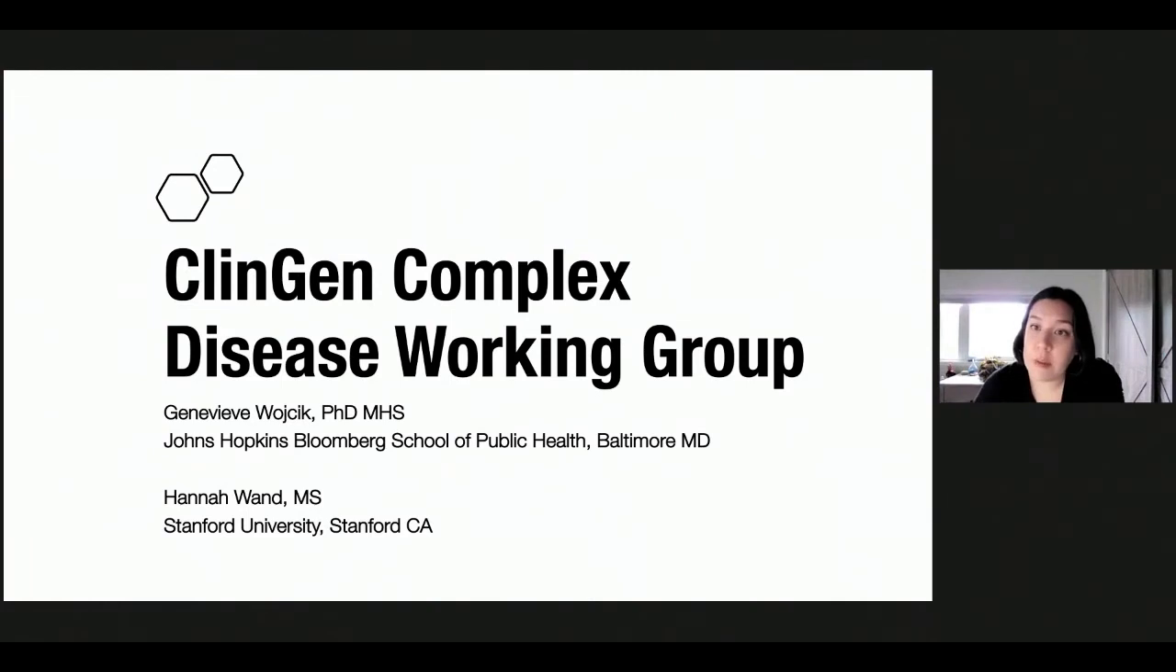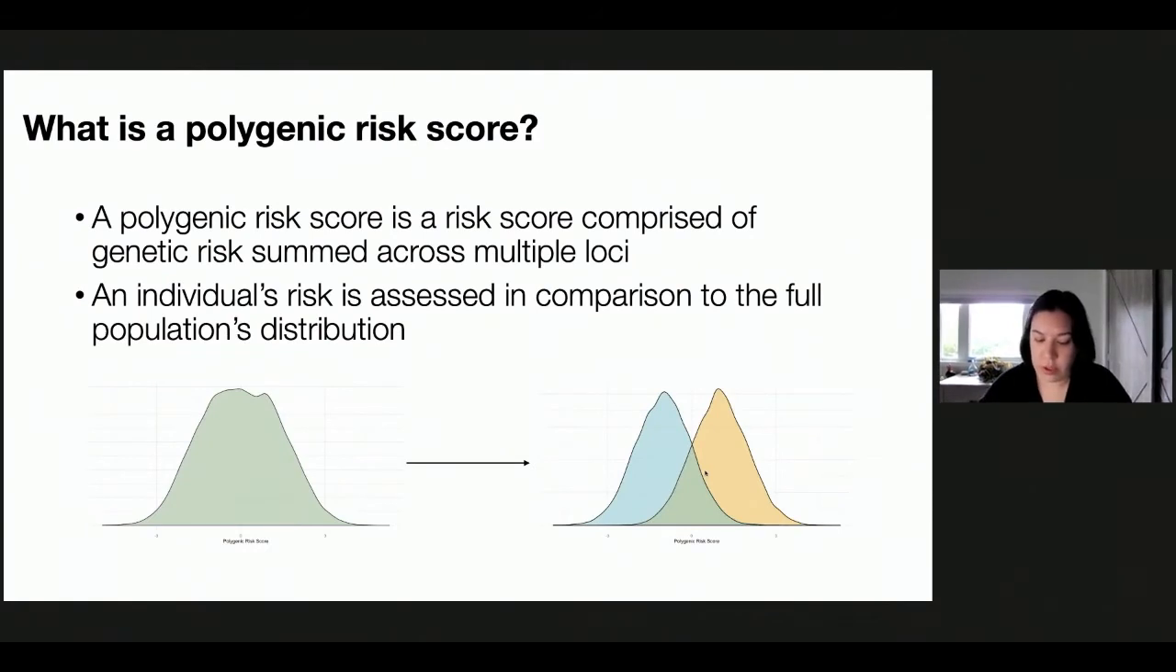Hannah and I will be speaking today on behalf of the ClinGen Complex Disease Working Group. This really builds nicely off of the low penetrance group that was just speaking, so we'll just dive into it. The Complex Disease Working Group is primarily focused on polygenic risk scores and the place of polygenic risk scores in the clinic.